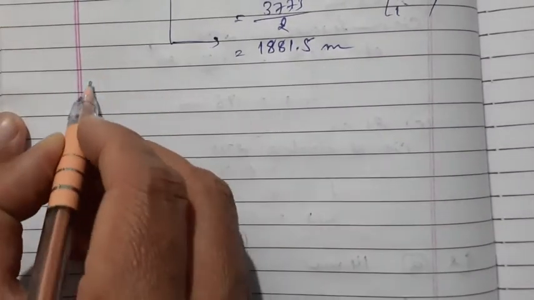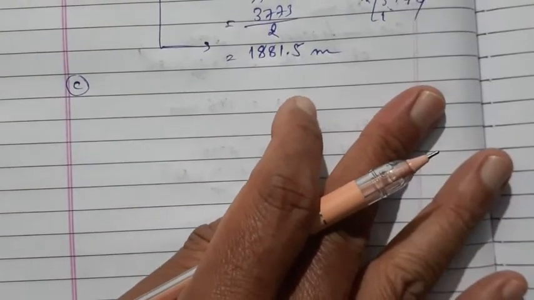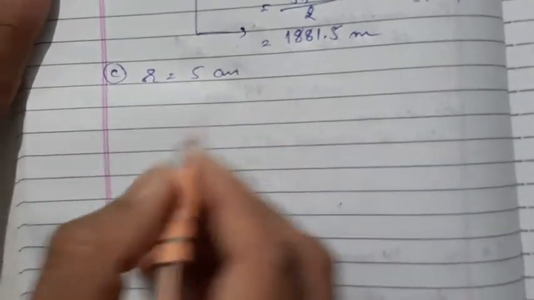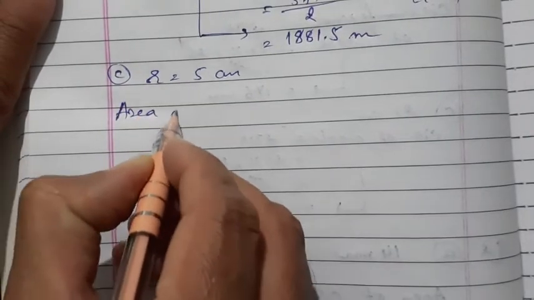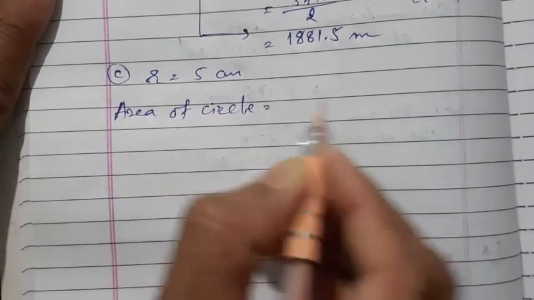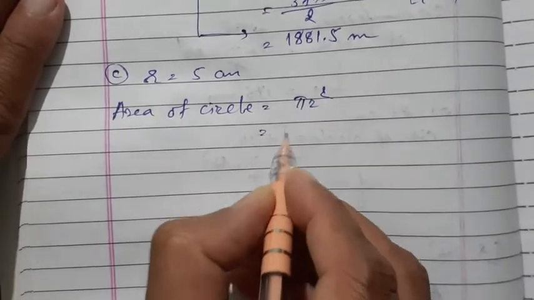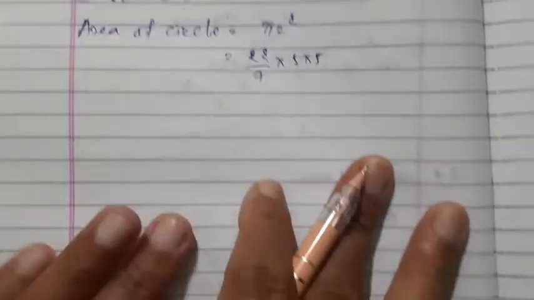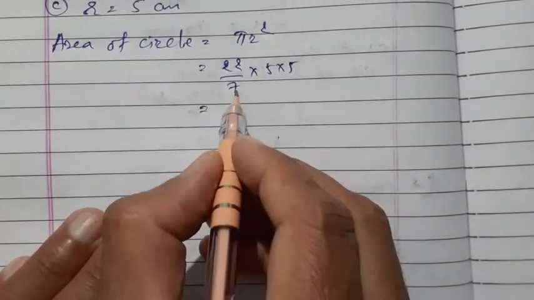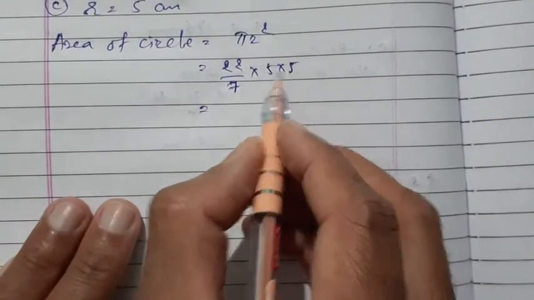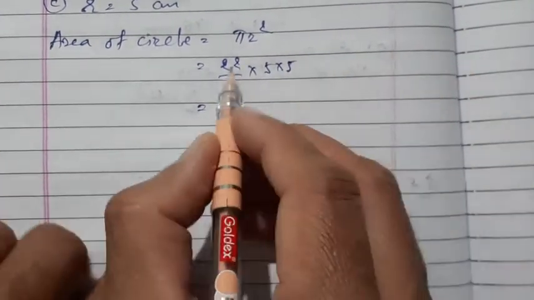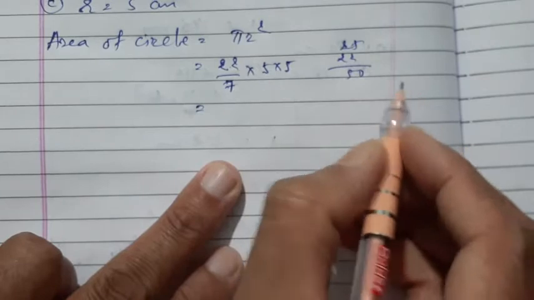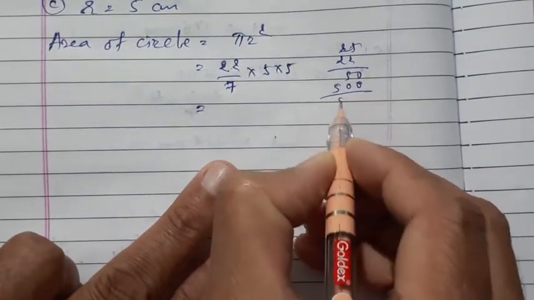Okay, and C, in C what is given? Radius 5 centimeter is given, so r equal to 5 centimeter. Same here, area of circle equal to pi r square equal to 22 divided by 7 into 5, 2 times. Now it is not possible to cut the 7, so multiply 5 5s are 25, into 22, so 550.